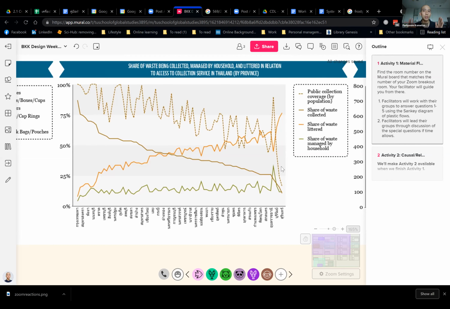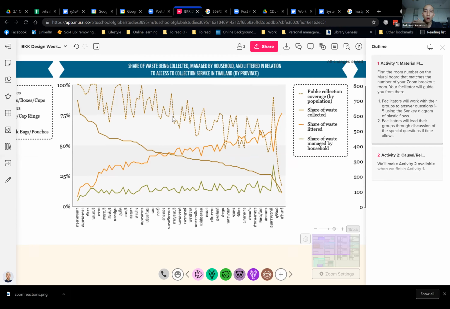And what are the factors related to this, as correlations? One of the things that we found was the amount of public collection coverage, which means the amount of service in terms of population. Let's say 100 people in this province, how many people actually get access to this public collection service? Not everyone has it. Let's say in this province, Surin, less than 25% of the population have access to public collection services, while in some other place, like Krabi, it is much higher. And you start to see this trend going up.